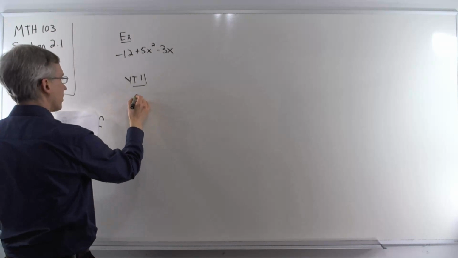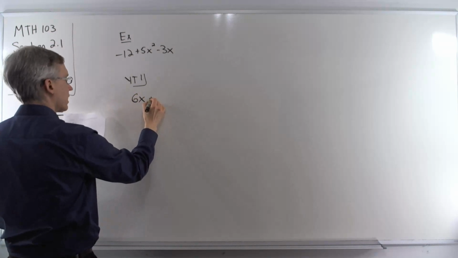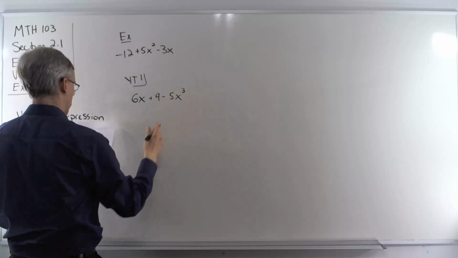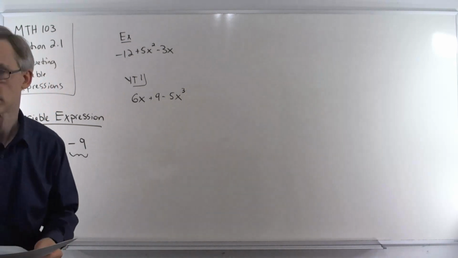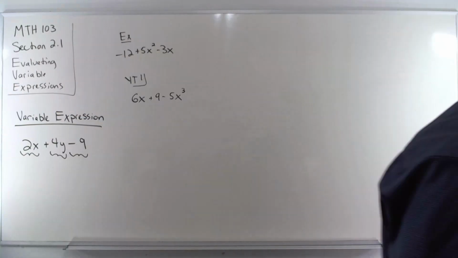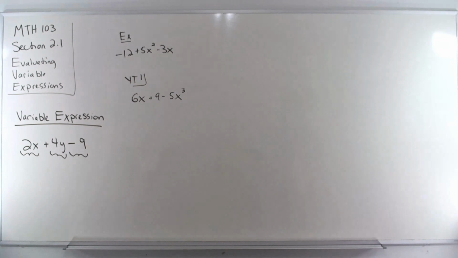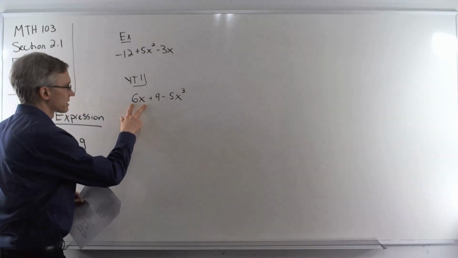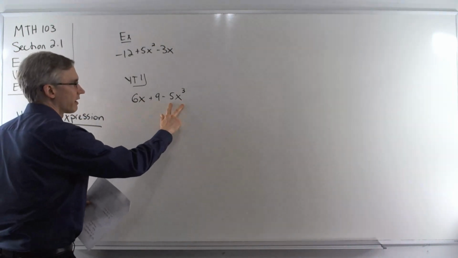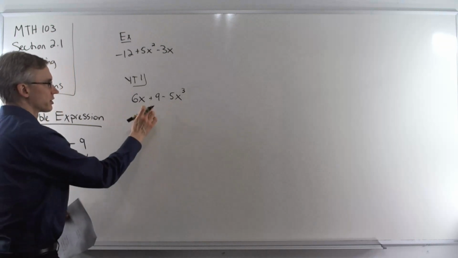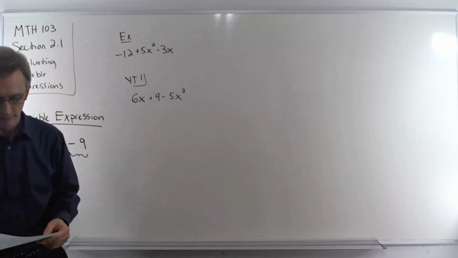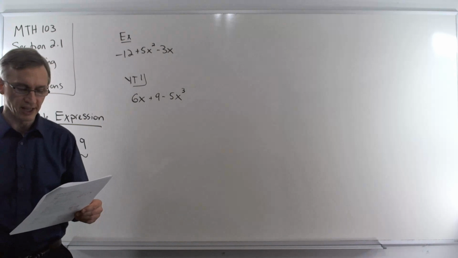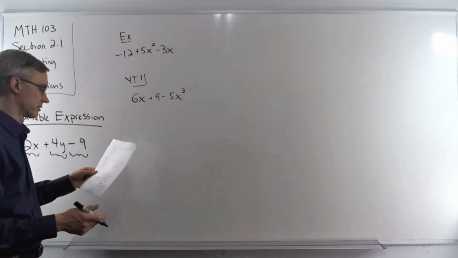Identify the constant term of 6x plus 9 minus 5x to the third power. The terms here are 6x, 9, and negative 5x to the third power. And the constant term is positive 9. Now in the next one, we're going to name the variable terms in the expression, and then we're going to identify the variable parts and the coefficients.